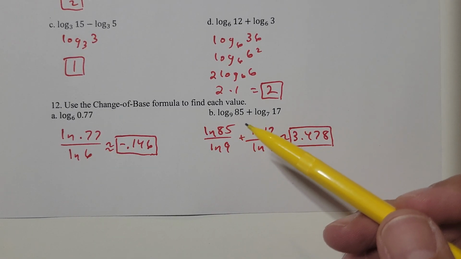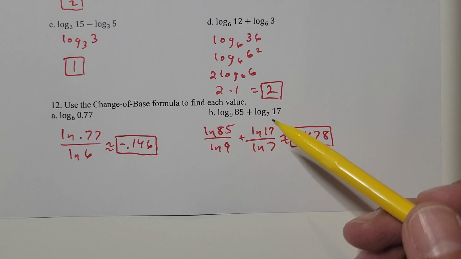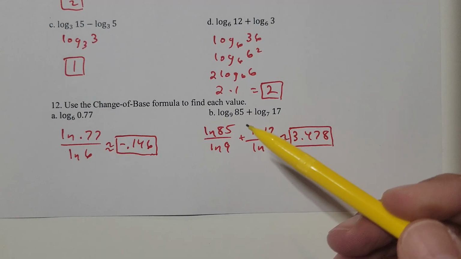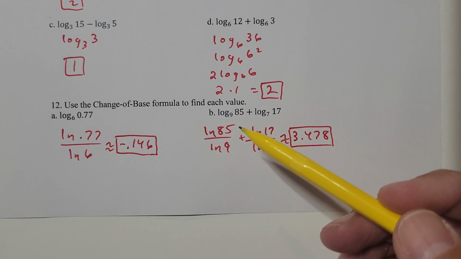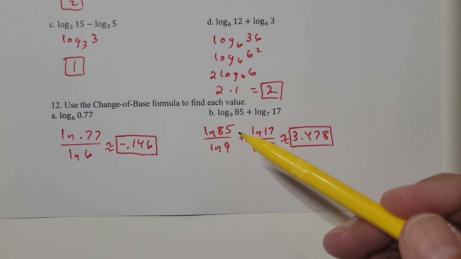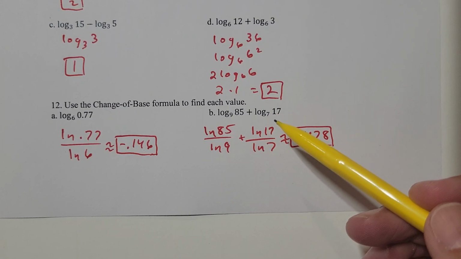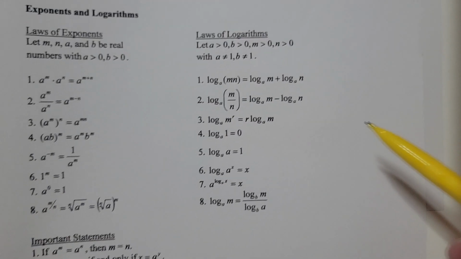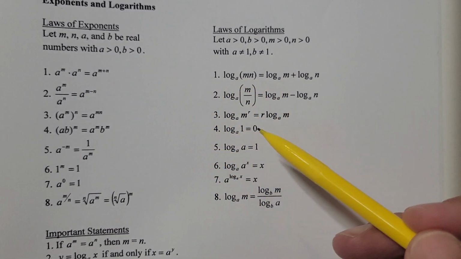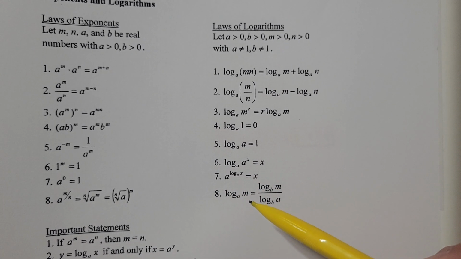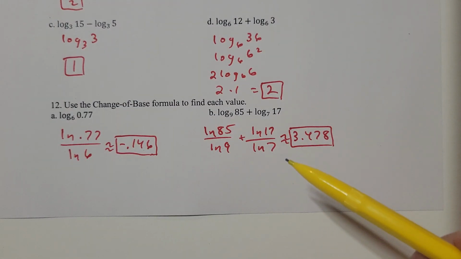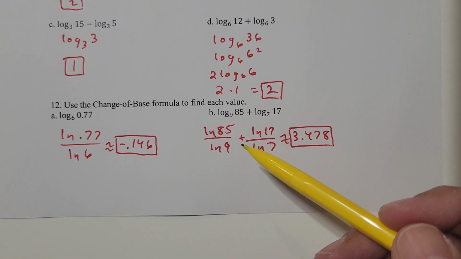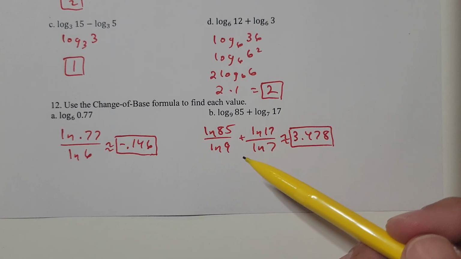You've got log base 9 of 85 plus log base 7 of 17. 9 to what power gives you 85? I don't know. Or 7 to what power gives you 17? I don't know. So we can't use our laws of logarithms here in order to simplify that. We're going to have to change the base to make it a new base. So I'm going to make the new base be base e. It's not going to matter. I'll explain why at the end.